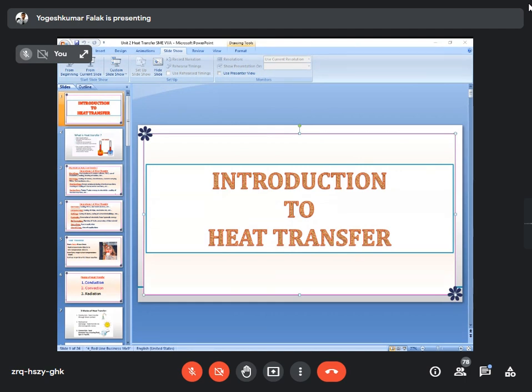So in the importance of heat transfer, you know that in the mechanical engine, the heat is produced in the cylinder of the engine, the refrigeration and air conditioning system, the use of insulations, cooling and heating of bodies, etc. So one of the things is the case of the engine.